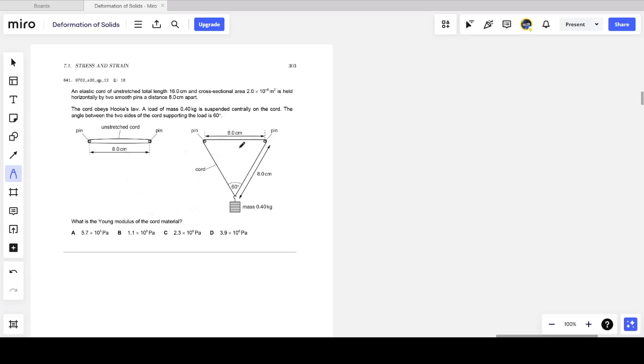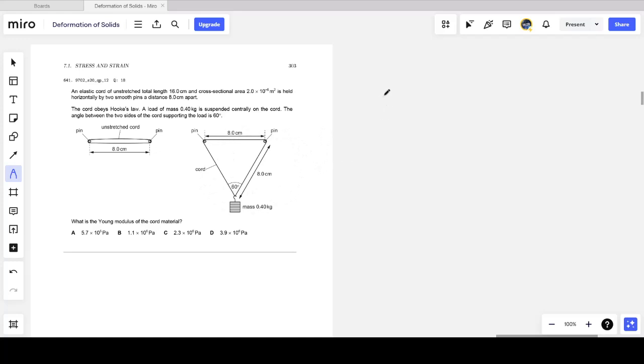And finally, I have a 3-sided cord, each side with a length of 8 centimeters, 8, 8, and 8, with an angle of 60 degrees between the left and right hand sides of 8 centimeters, meaning the total length is now 24 centimeters. So clearly there's some extension happening. When there's extension, we can calculate Young's modulus. And the force that's going to provide the stress is the weight of the mass that's being hung on the cord. Now, this entire thing is in equilibrium.